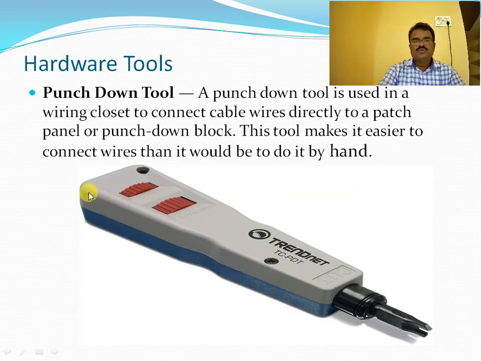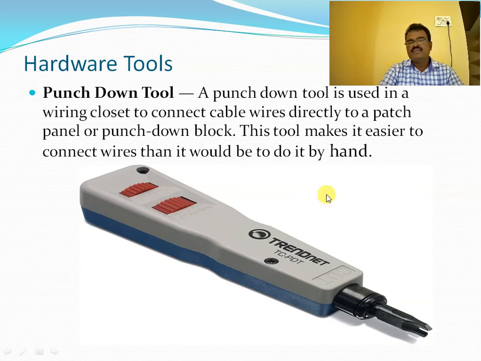Next one, punch down tool. A punch down tool is used in a wiring closet to connect cable wires directly to a patch panel or punch down block. This tool makes it easier to connect wires than it would be to do it by hand.